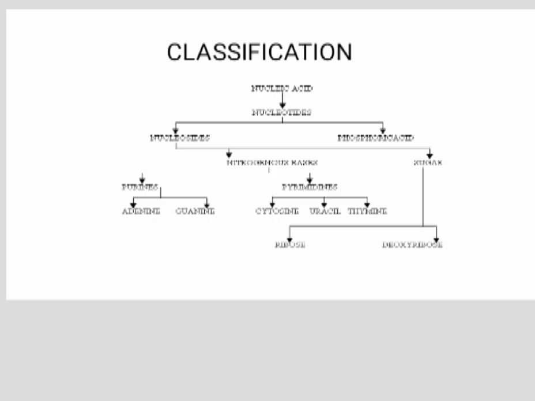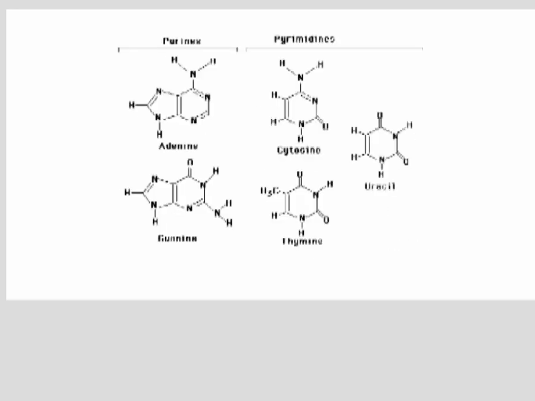Nitrogenous bases are purines and pyrimidines. The purine bases are adenine and guanine. The pyrimidine bases are cytosine, uracil, and thymine. If thymine is present instead of uracil, it is called DNA. If uracil is present, it is RNA. Only this one part is the difference.